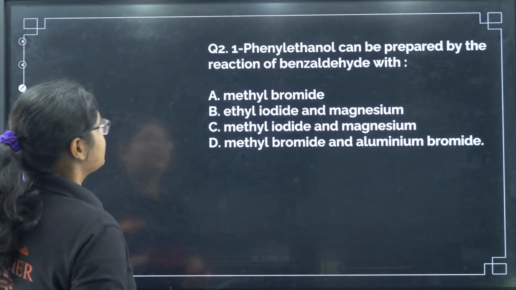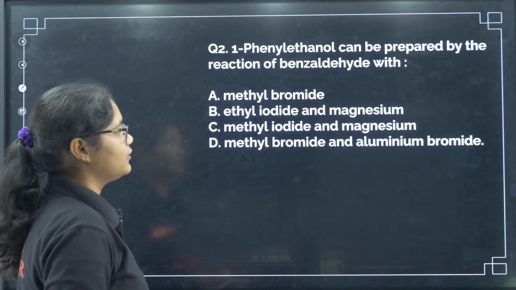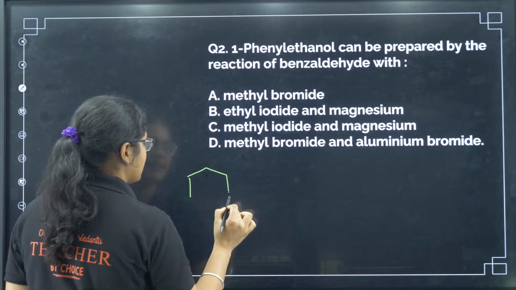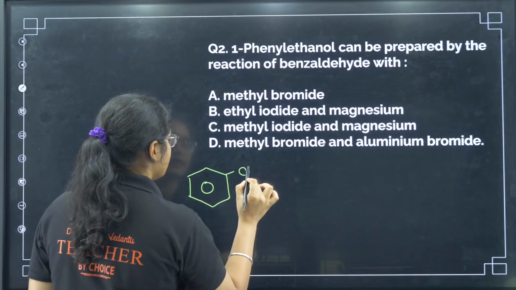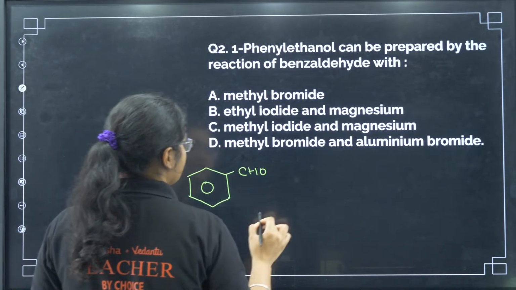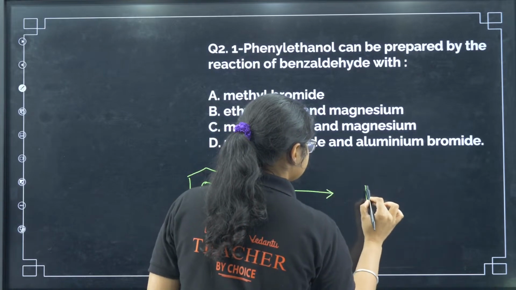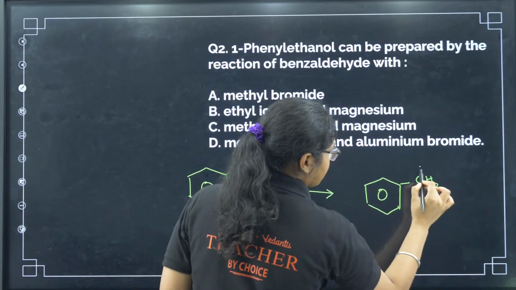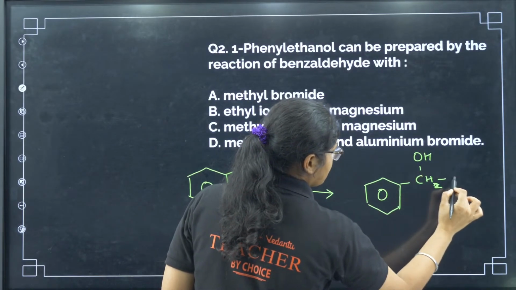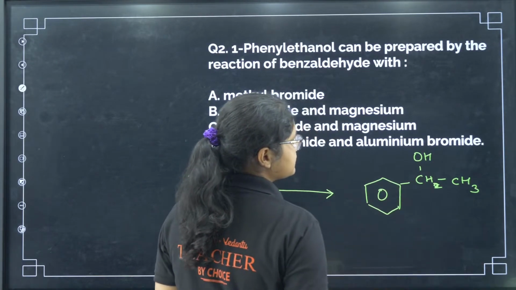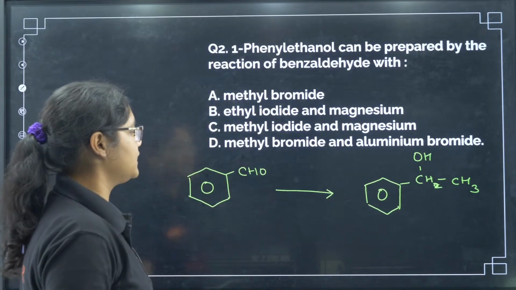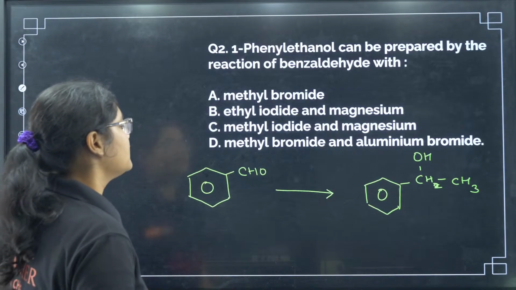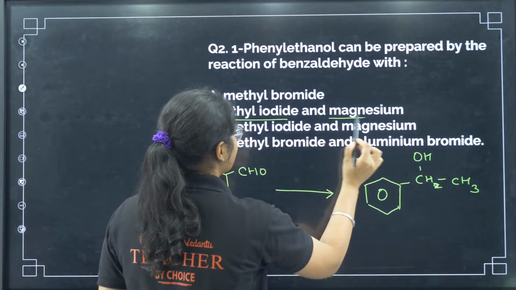Next, question number 2. 1-phenyl ethanol can be prepared by the reaction of benzaldehyde with. So if you have benzaldehyde, and we have to produce 1-phenyl ethanol, that is like this. This is 1-phenyl ethanol. So how can we prepare this one? Anyone? 2B, Uday has already given the answer, ethyl iodide and magnesium.